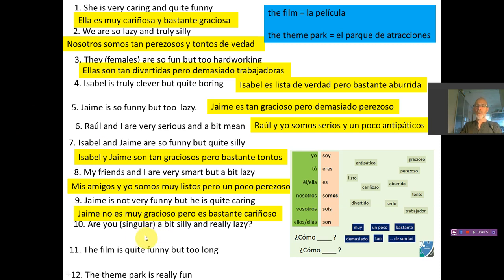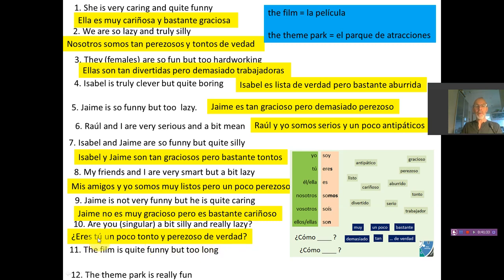Are you, and we're talking about the singular you, the tú version here, are you a bit silly and really lazy? I realise that these questions and sentences aren't particularly things that you would say, but the idea is to practice the adjectives and the formation of this verb ser. So, all you do is you use the eres form for you are in this way. ¿Eres tú un poco tonto y perezoso de verdad?